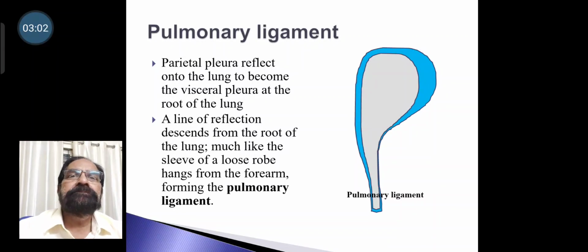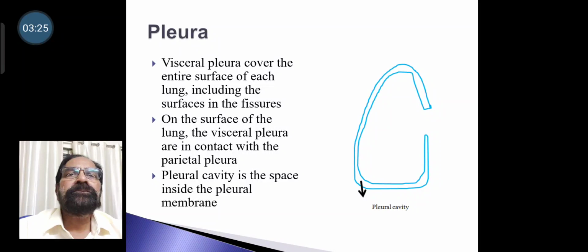Pulmonary ligament. Parietal pleura reflects onto the lung to become visceral pleura at the root of lung. A line of reflection descends from the root of lung, much like a sleeve of a loose robe that hangs from the forearm, forming the pulmonary ligament. Visceral pleura covers the entire surface of each lung, including the surface of the fissures. On the surface of the lung, visceral pleura are in contact with the parietal pleura.